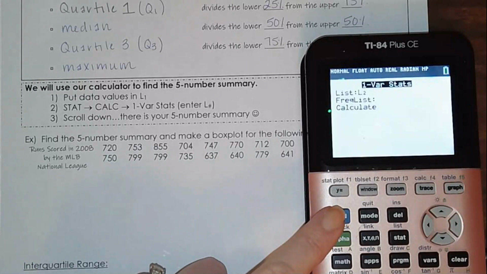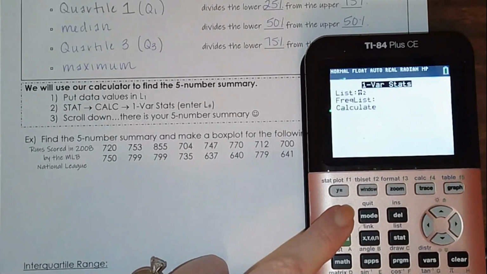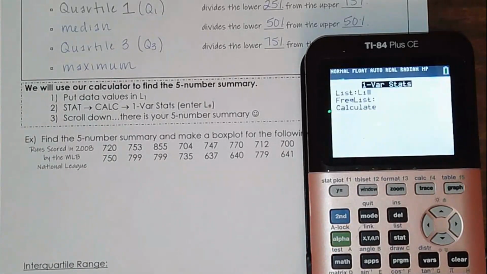So the list numbers are above your actual numbers right on your keypad. So hit second number 1 if you put your data in list 1. Does anyone not have a calculator that their screen does not come up like this? It looks different. Perfect. I'm going to use yours.